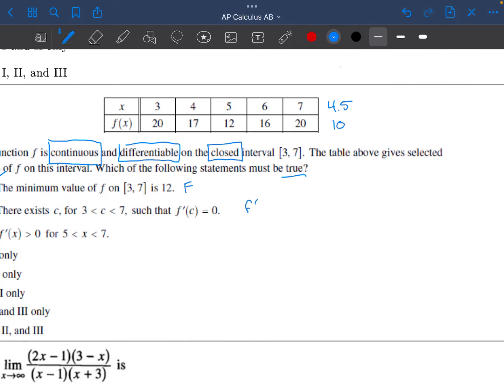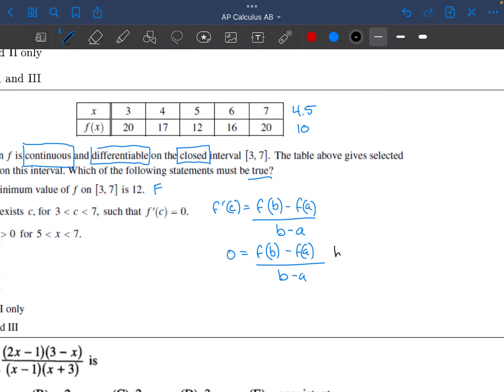The definition of MVT is that f prime of C is equal to f of B minus f of A all over B minus A. And we want f prime of C to be 0, so I'm going to say 0 is equal to f of B minus f of A all over B minus A. Then I can do some cool little tricks here. I can multiply both sides by B minus A. By the way, I'm doing way too much work. There is a shortcut, and I'll show you that at the very end.